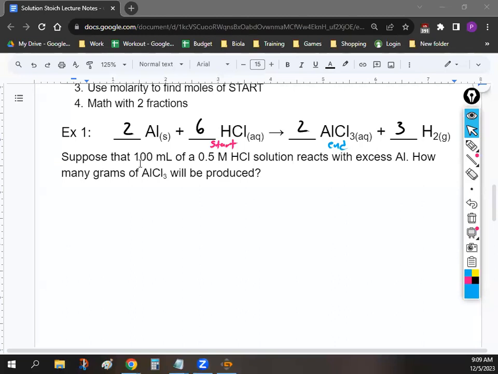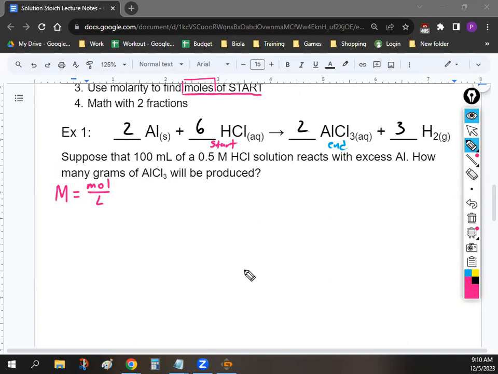So for step 3, we want to use the molarity to find the moles of the starting chemical. This is very similar to what we did in our warm-up. So we're going to use the molarity equation. Capital M is moles over liters. And then step 3 tells us you want to find the moles of your starting chemical. So here we are going to find the moles of HCl. We are using the numbers that we have to find the moles of your starting chemical.